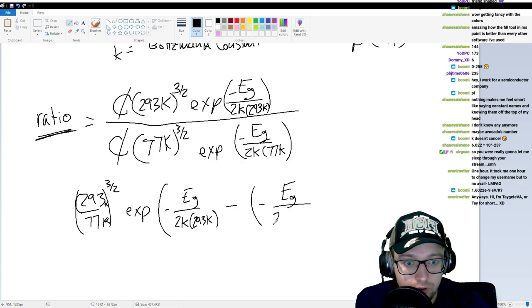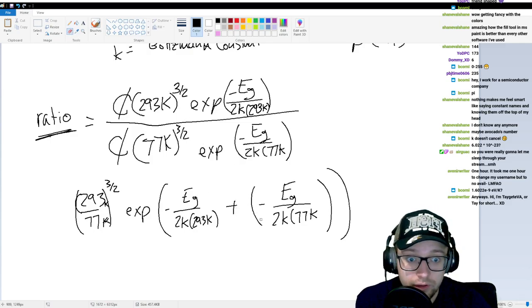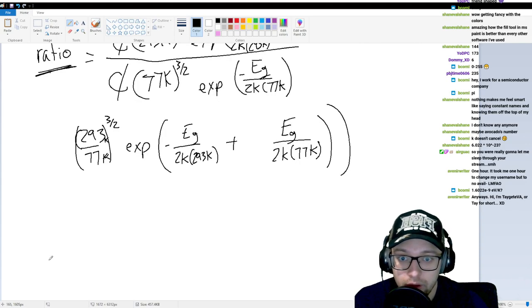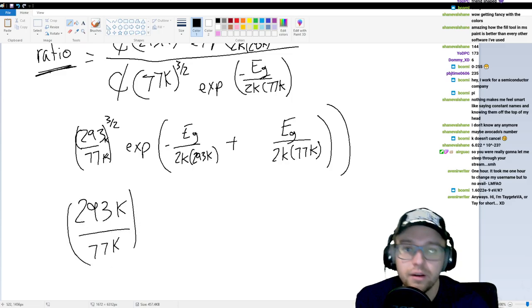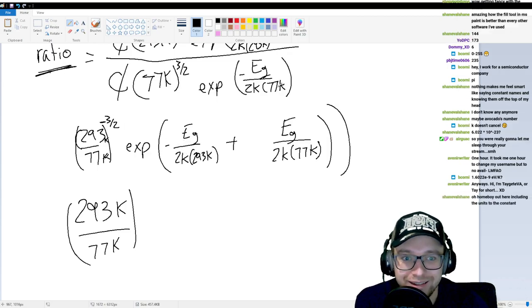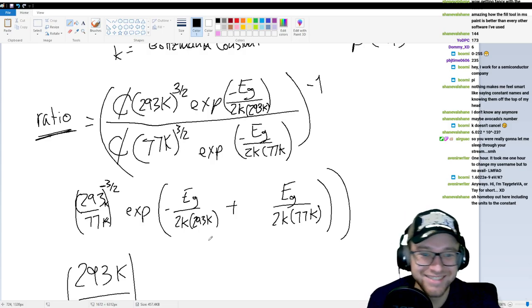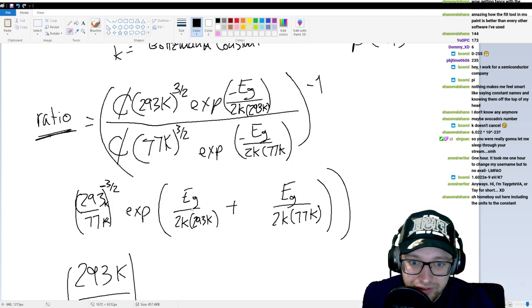So this E_G over 2k 77 Kelvin, that's going to be a plus. We can get rid of all this, because who needs that? In this household, we like our minus minus plus business. Okay, so we basically will have two E_Gs, those will cancel. I think I had this problem for a homework problem, actually, which is why it's coming back to me pretty quickly. Did I write it backwards? I did. Okay, this is going to be to the minus 3 halves. I'm a big fool. All right, there we go. Problem solved. Actually, we just change this, we were right all along. It's fine. No problem.